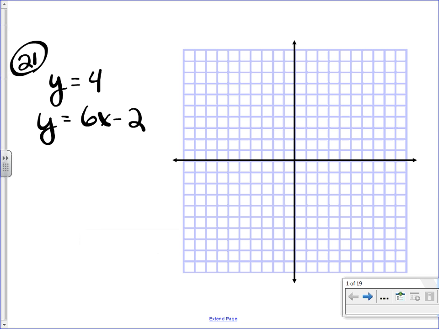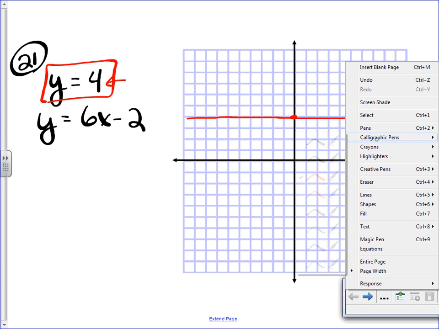All right, so number 21, we're going to start off by graphing the system. As we saw earlier, we're going to start with y equals 4. First of all, since the slope is 0, we're going to have a horizontal line. Just need to make sure that it goes through 4. 1, 2, 3, 4. Have a y-intercept of 4, and we ended up with a horizontal line. So that's the graph of y equals 4.